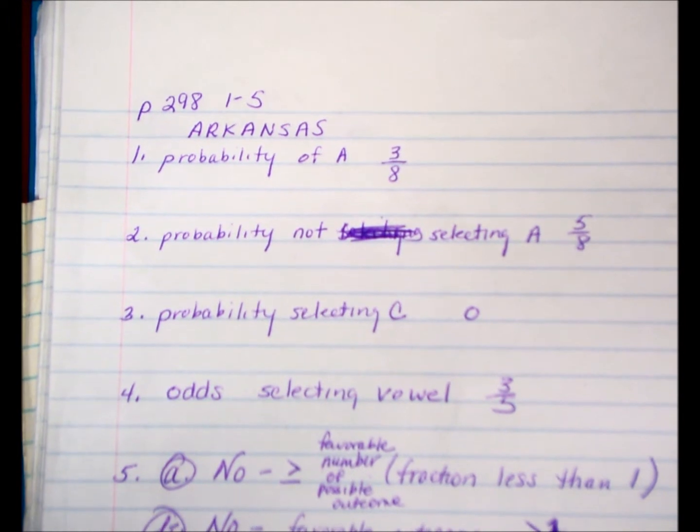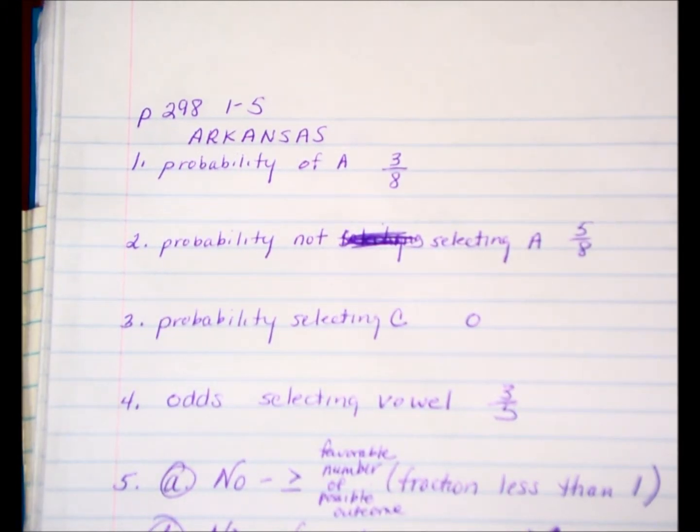Okay, so this gives us the word Arkansas and asks us to find the probability of finding an A. Well, there are 8 letters in Arkansas. 3 of them are A's, so the probability would be 3 to 8. The probability of not selecting A would be 5 to 8, because there are 5 letters that aren't A's and 8 total in the word Arkansas. The probability of selecting C would be 0 because there are no C's in Arkansas.